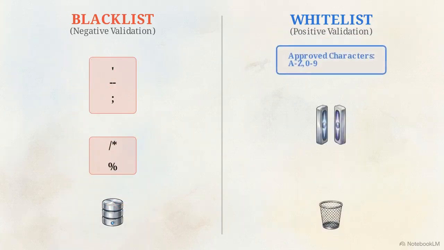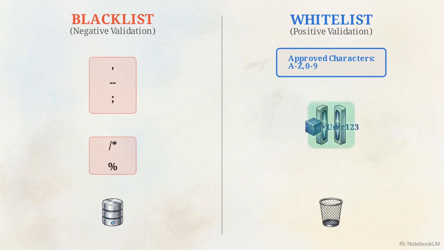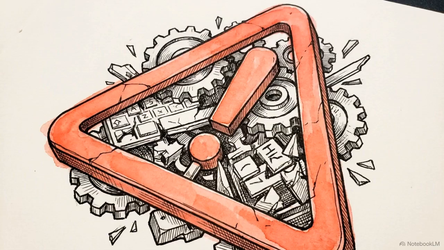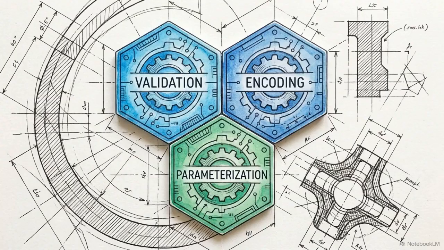Whitelisting is the industry standard for secure access. It uses regular expressions to define a strict, approved set of characters, rejecting anything outside that predefined range. In application security, assuming all input is hostile until mathematically proven safe is the only reliable baseline. To neutralize the threat entirely, developers must combine proper validation with output encoding and parameterized queries.